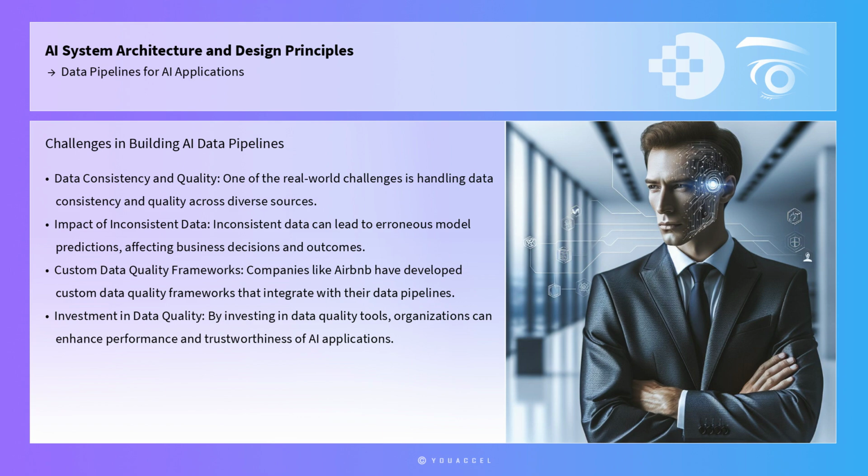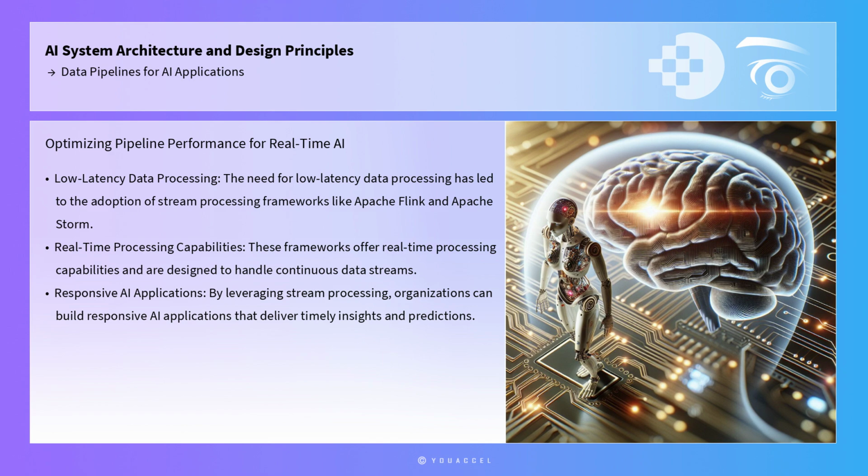One of the real-world challenges in building data pipelines for AI applications is handling data consistency and quality across diverse sources. Inconsistent data can lead to erroneous model predictions, affecting business decisions and outcomes. To address this, companies like Airbnb have developed custom data quality frameworks that integrate with their data pipelines, ensuring high data integrity and reliability. By investing in data quality tools and practices, organizations can enhance the performance and trustworthiness of their AI applications.